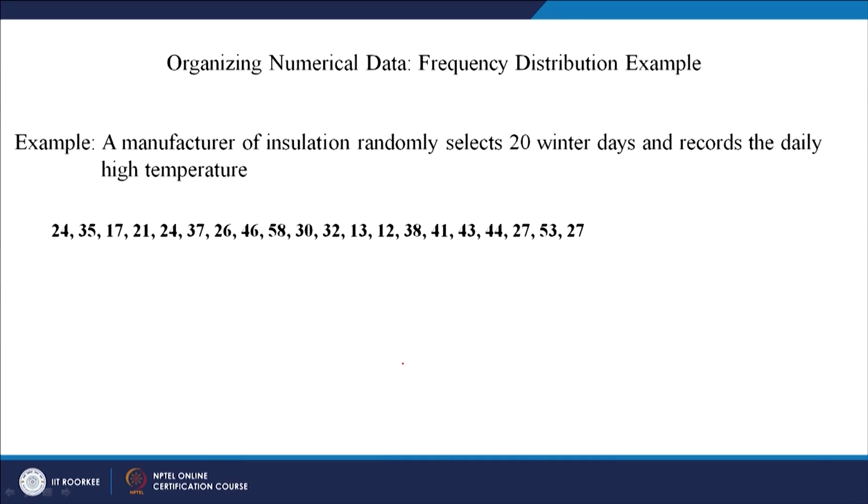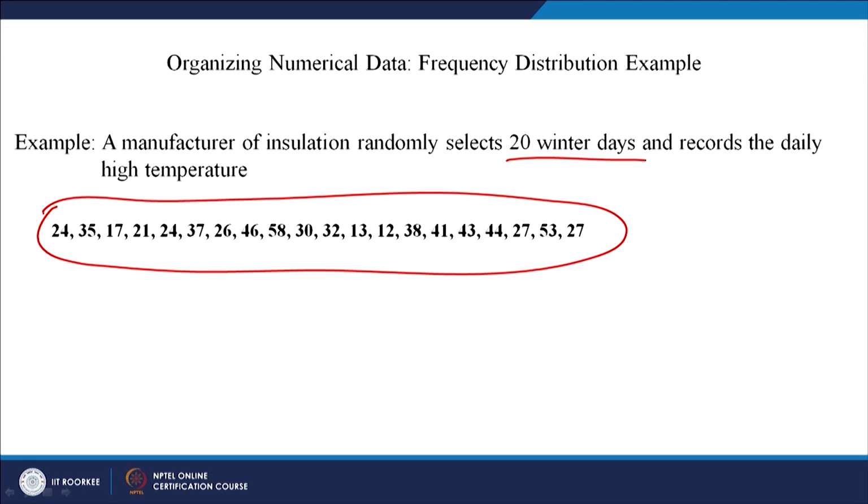So, let us take this example. A manufacturer of insulation randomly selects 20 winter days and records the daily high temperature. So, there is a data set available here in which there are 20 data points. These are different temperatures. Now, we have to prepare a frequency distribution.